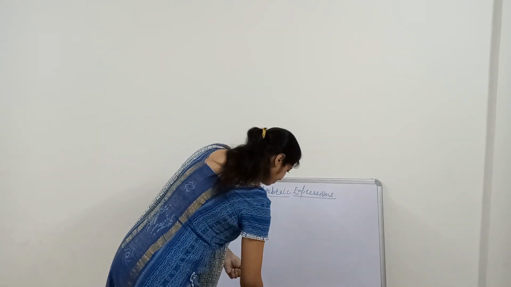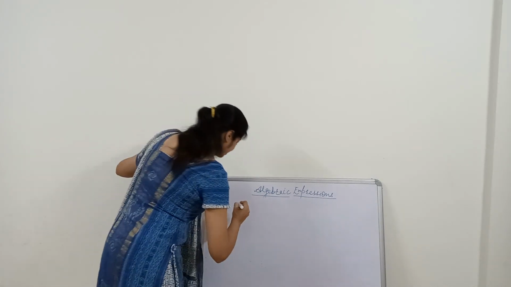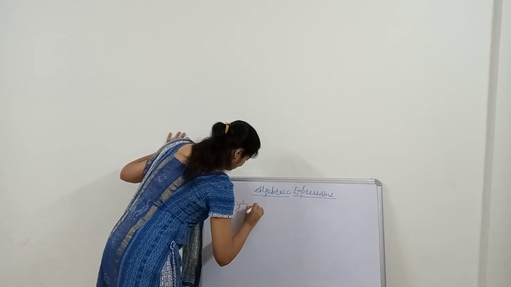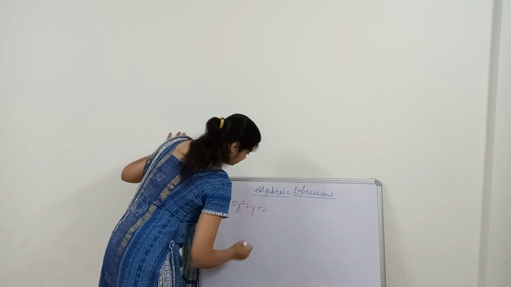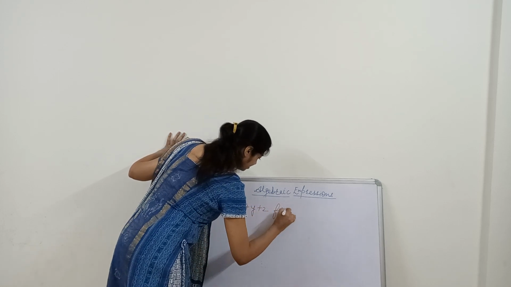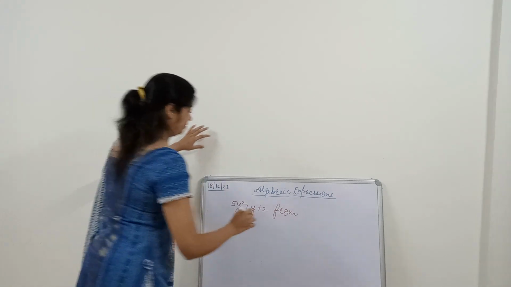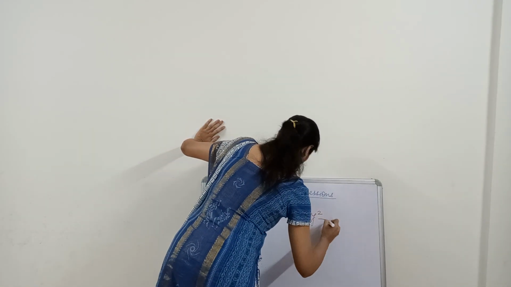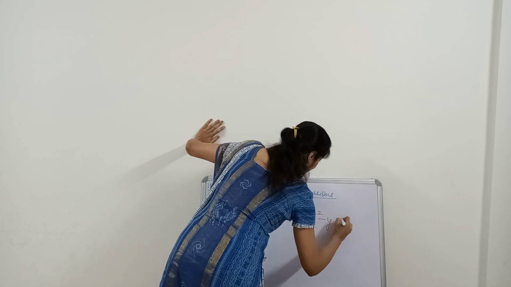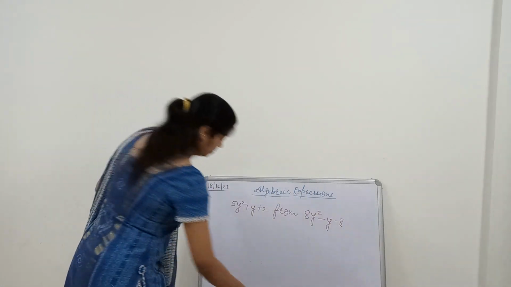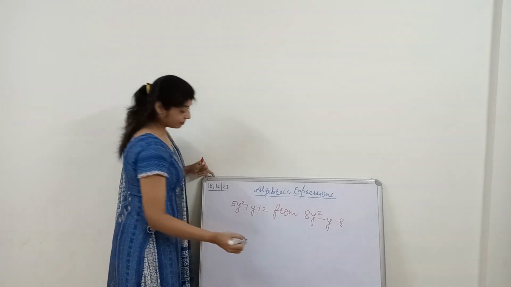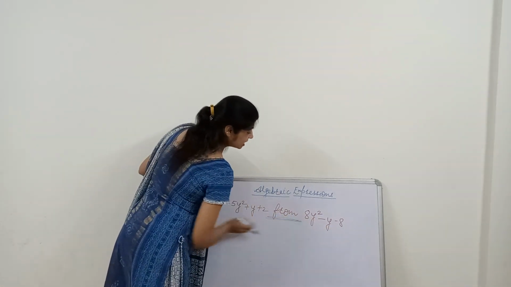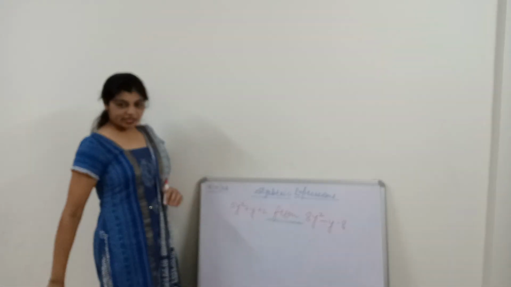I'll take another example. Subtract 5y square plus y plus 2 from 8y square minus y minus 8. Now, how to arrange when it is subtraction? This word 'from' differentiates or bifurcates the two expressions.